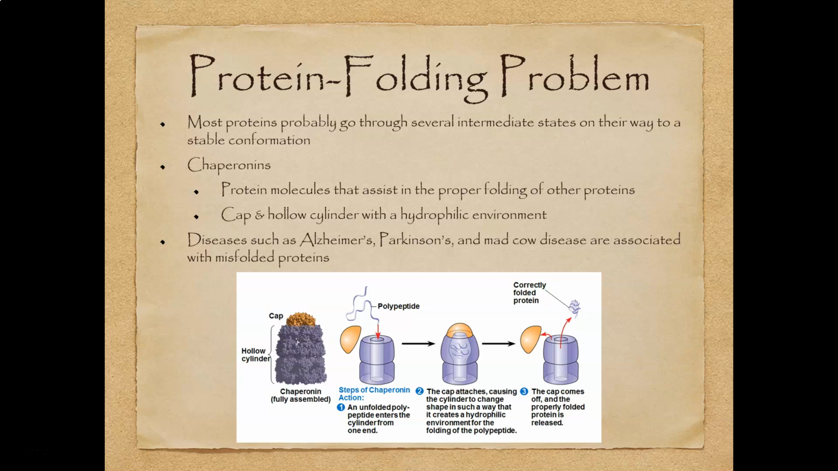But interestingly enough, we see some diseases such as Alzheimer's, Parkinson's, if you've ever heard of mad cow disease, that are associated with misfolded proteins. And there's some question as to whether or not these chaperones are playing some sort of role within that disease process, whether they're not working properly, whether they're just absent entirely. We're still kind of trying to flush that out.